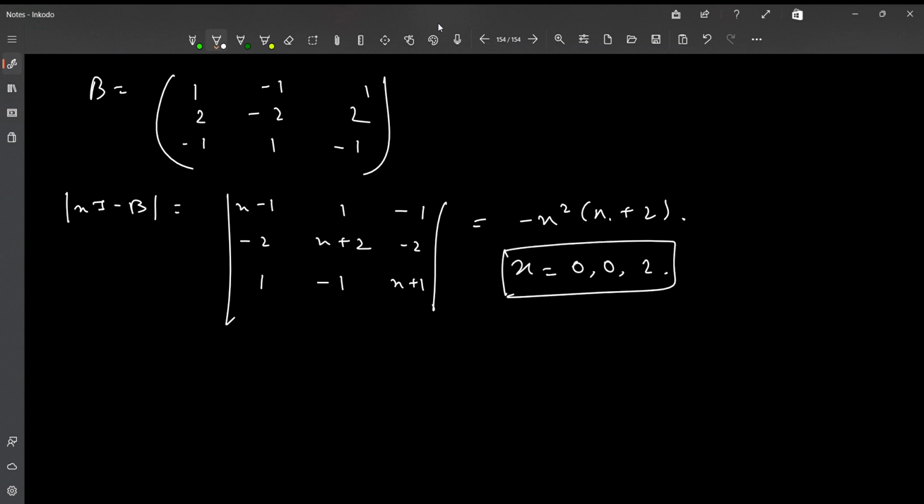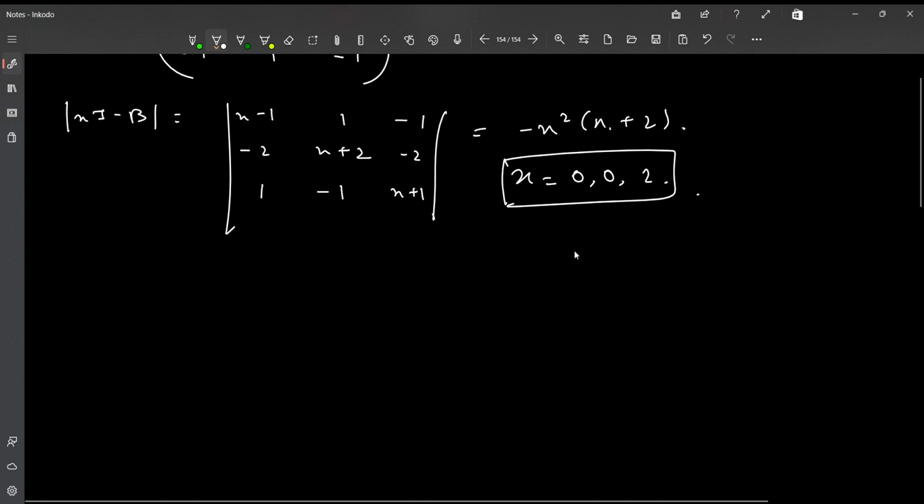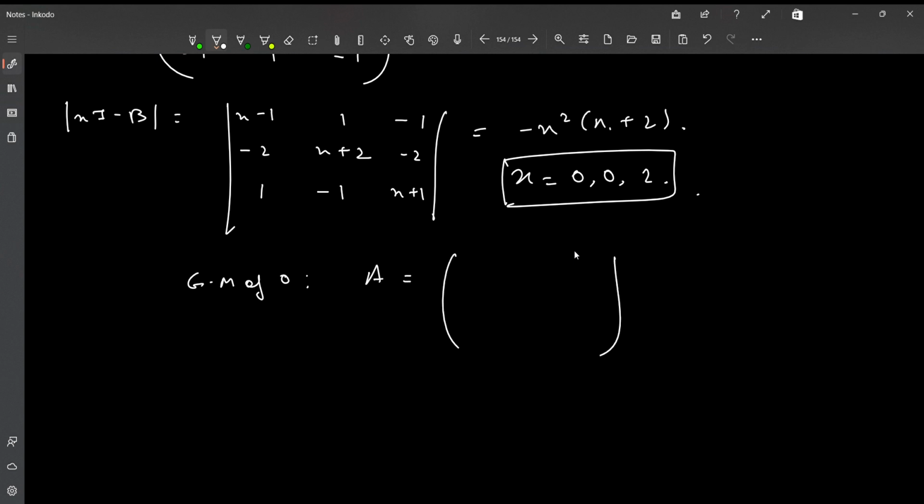Right. Let us first calculate the Jordan form using the geometric multiplicity. So in the Jordan matrix, 0 must appear in total twice and 2 must appear in total once. What is the number of Jordan blocks with respect to 0? First, let us calculate: what is the geometric multiplicity of 0? Okay. So A is given as 1, minus 1, 1, 2, minus 2, 2, minus 1, 1, minus 1. What is the nullity of A?